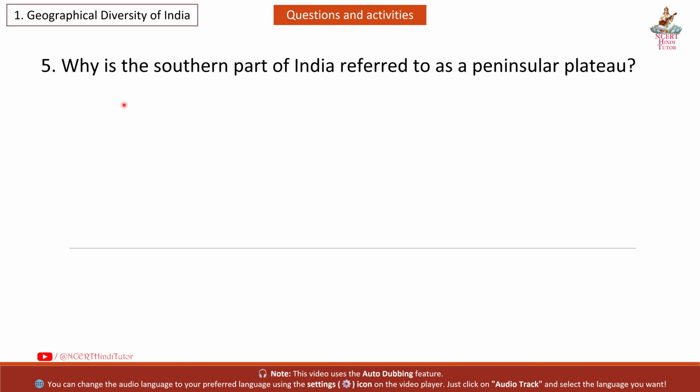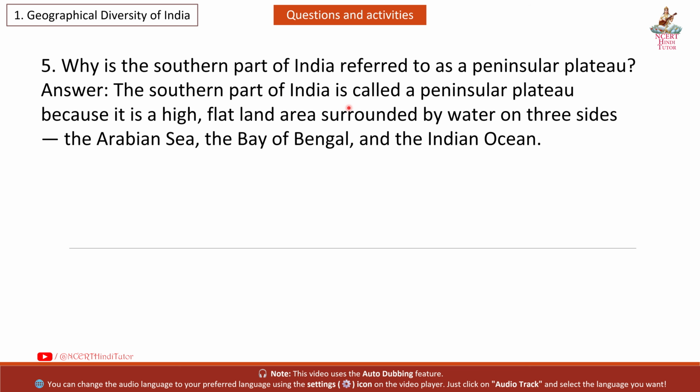Question 5. Why is the southern part of India referred to as a peninsular plateau? Answer: The southern part of India is called a peninsular plateau because it is a high, flat land area surrounded by water on three sides: the Arabian Sea, the Bay of Bengal, and the Indian Ocean.